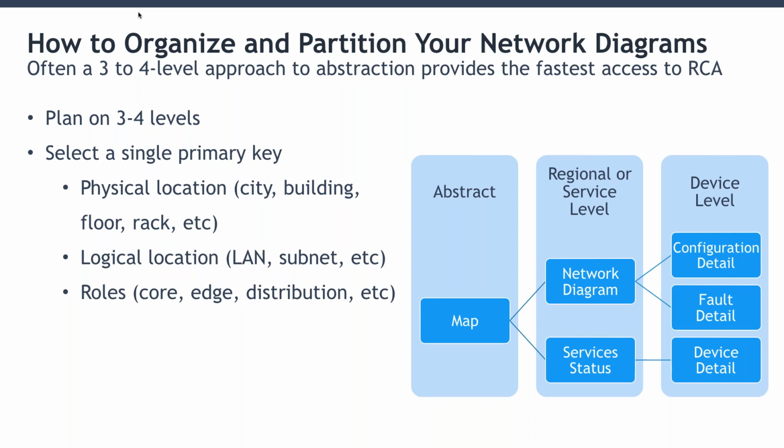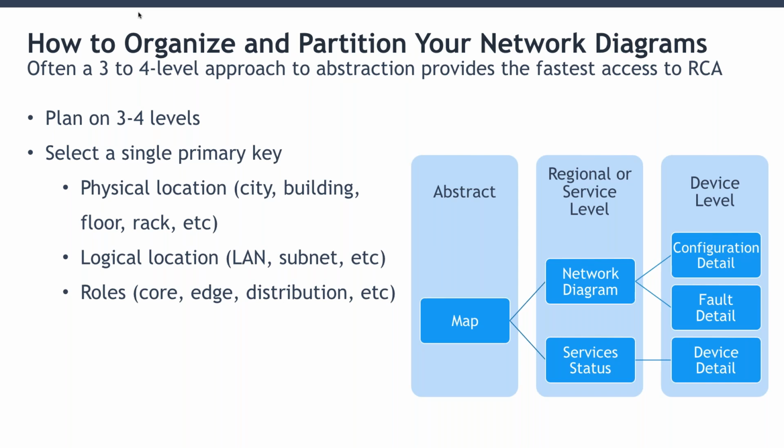You want to have a very, very high or abstract map, something which may be large topological, so very large groups, might be geographic in nature, if that makes more sense to you. You want some kind of a middle level of detail, pardon me, which may be more of a regional or service level. We kind of call that a primary key. And so the concept at that middle tier is it might be physical locations, a city, a building, floor, a rack, might be a logical location, a LAN or a subnet, or that middle level might break down roles. So you might have a map for your core network, your edge network, your distribution network, etc.